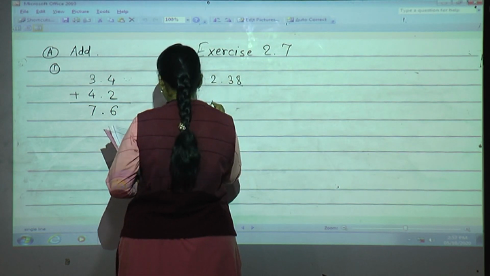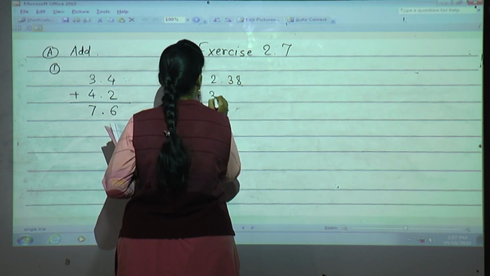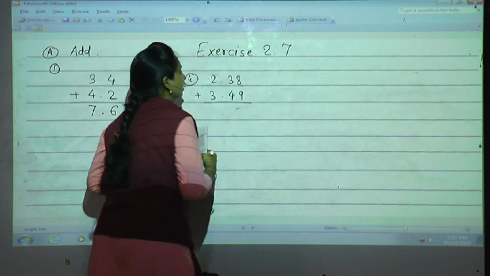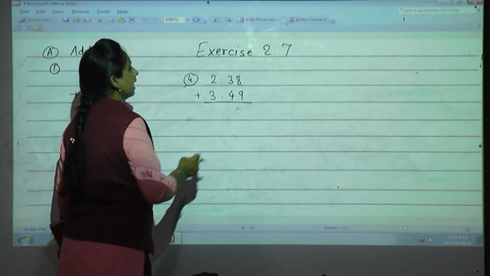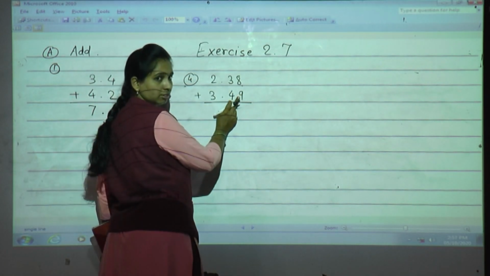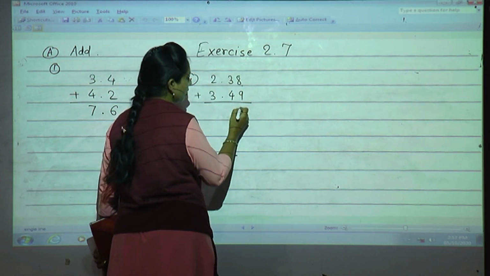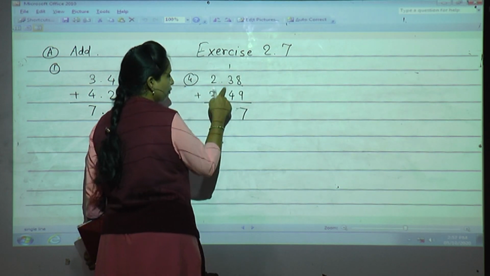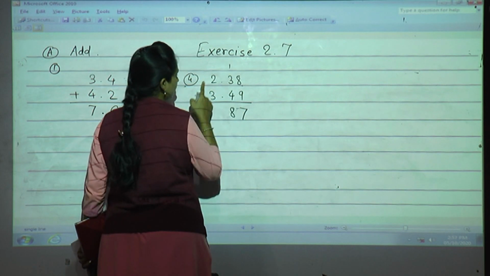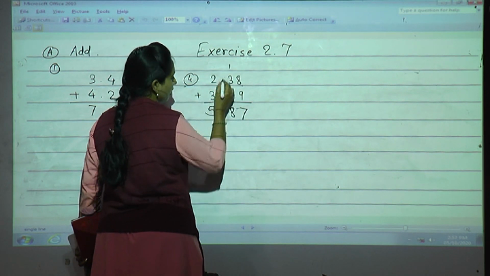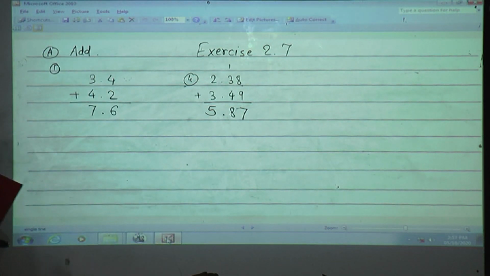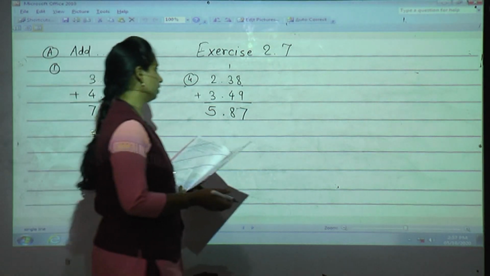Okay. Now next I will solve the fourth one for you. 2.38 plus 3.49. Now see, we'll do the addition. 8 plus 9, yes, 17. So write here 7, carry 1. 1 plus 3 is 4, 4 plus 4 is 8, 2 plus 3 is 5. Then again the decimal point at the same place. Clear?